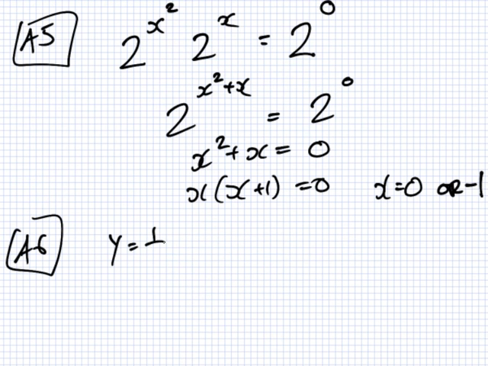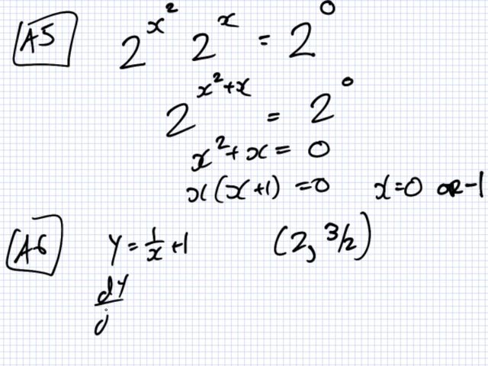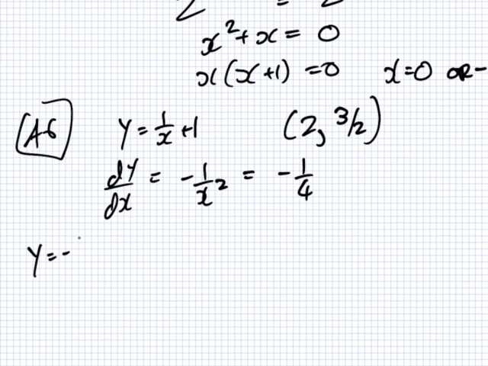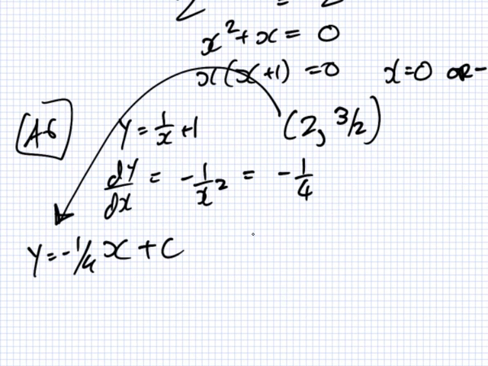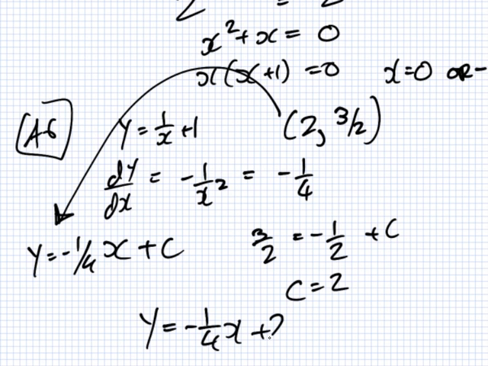y equals 1 over x plus 1. Find the tangent at the point 2 and 1 and a half. Right, so dy/dx equals minus 1 over x squared, but x is equal to 2, so that's minus 1/4. So we get y equals minus 1/4 x plus c. Put that in. We get 3 over 2 equals minus 1/2 plus c, so c equals 2. So the answer is y equals minus 1/4 x plus 2.